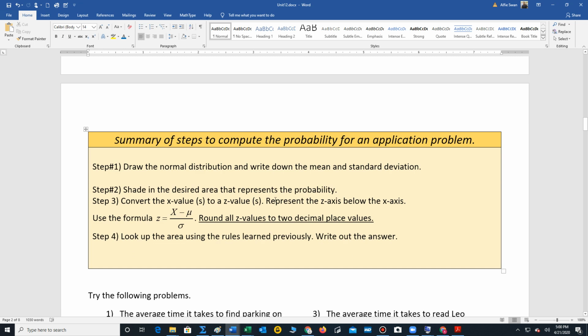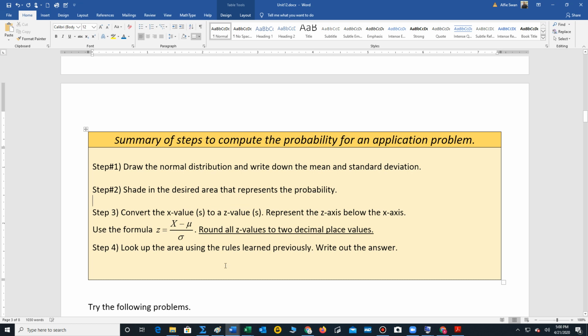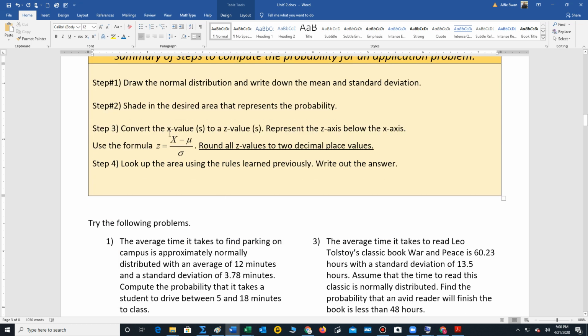And so let's just summarize our steps. Step 1, you draw your normal distribution, label mean and standard deviation. Step 2, you shade in the desired area. Step 3, convert x values to z values using this formula here, our z-score formula. Don't forget to round to two places, and then look up the z value using your rules from the previous section to find the area.